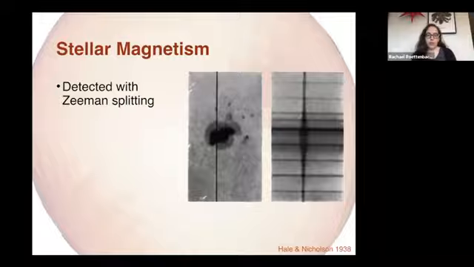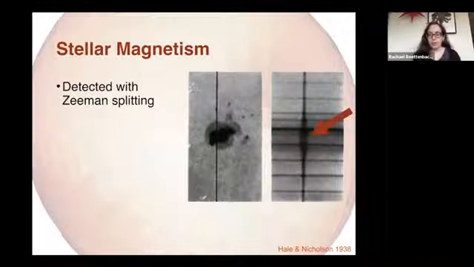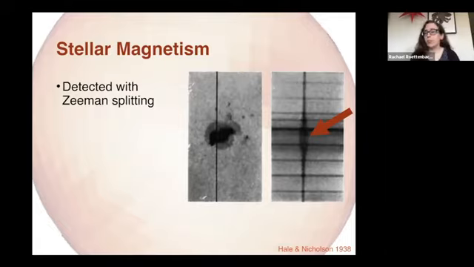In the mid 20th century, Hale and Nicholson decided to put a slit across a sunspot, and they were able to see that there was splitting happening. You can see that here on the right. This was Zeeman splitting, which we know from atomic physics is due to a strong magnetic field. So this gave us the indication that these are magnetic phenomena.